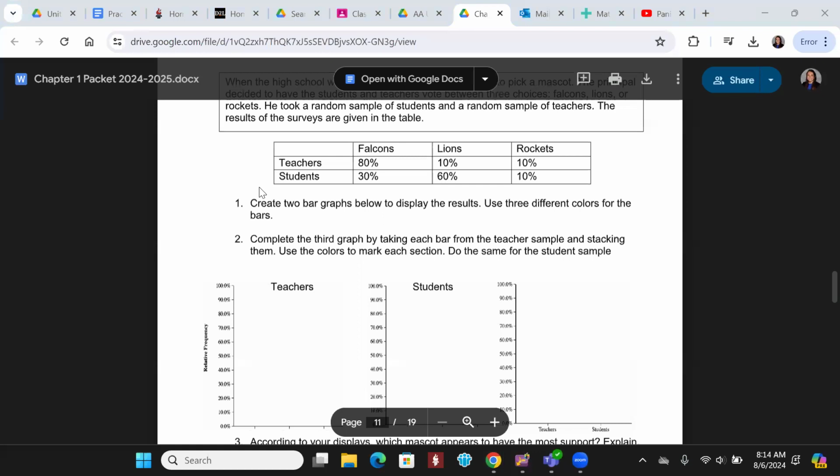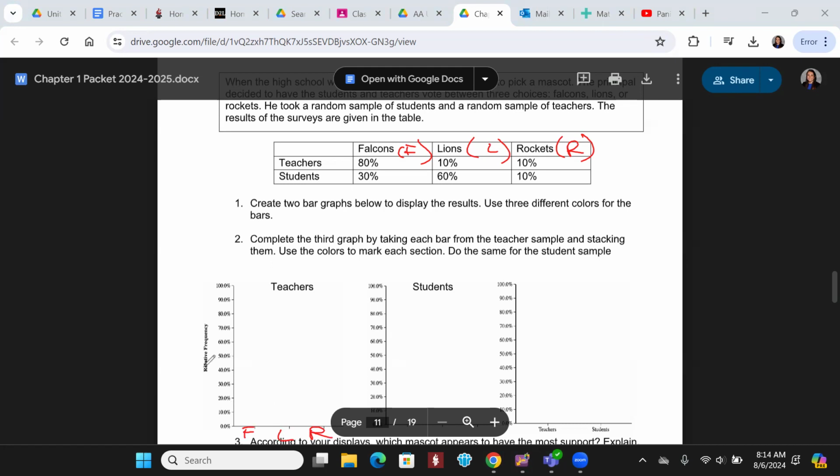Okay, so over here we've got the teachers. Designate some color for teachers. We've got the Falcons, the Lions, and the Rockets. So for Falcons, we're going to do obviously an F. For Lions, we're going to do an L, and for Rockets, we're going to put an R. That's just going to make it smaller down here at the bottom. So go ahead and label down here at the bottom.